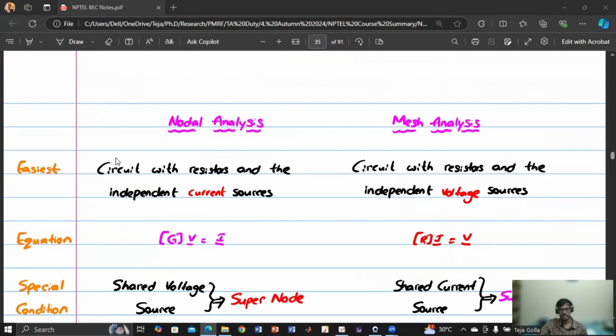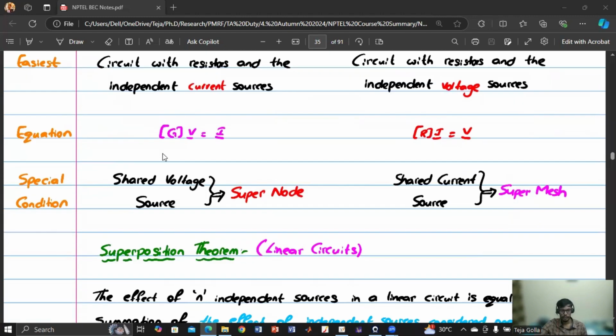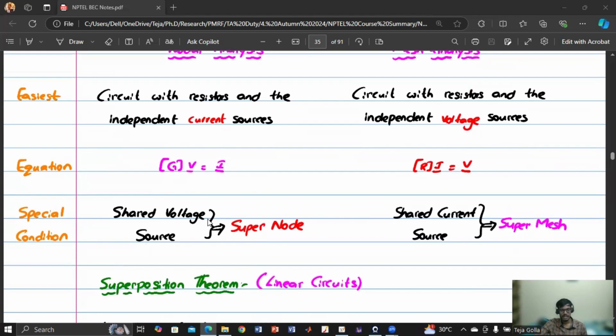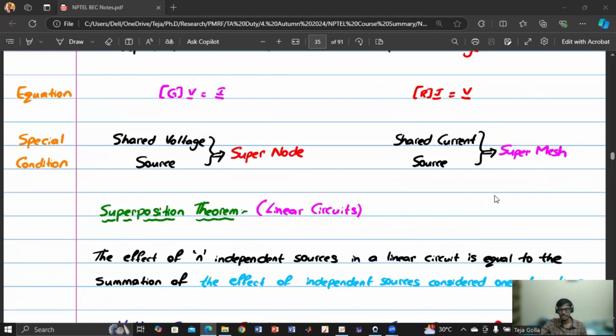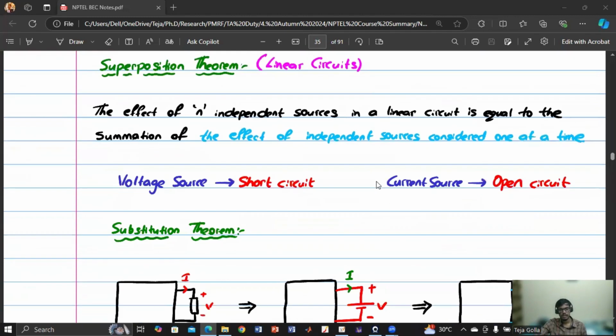If they have not mentioned any analysis method, say they have not mentioned whether you have to solve by nodal analysis or mesh analysis, then you are free to choose any of these methods, and now you know which is easier to apply for a given circuit. Accordingly, you can apply. If there is any special case, which is if there is any voltage source between two nodes, then you have to apply a super node. If there is any current source between these meshes, then you have to apply a super mesh.